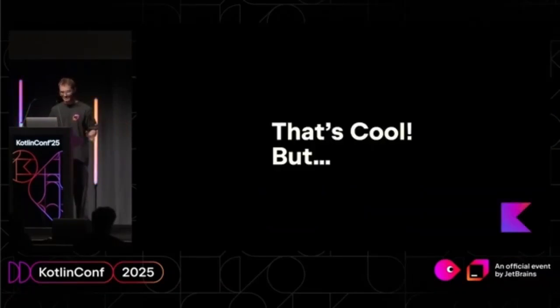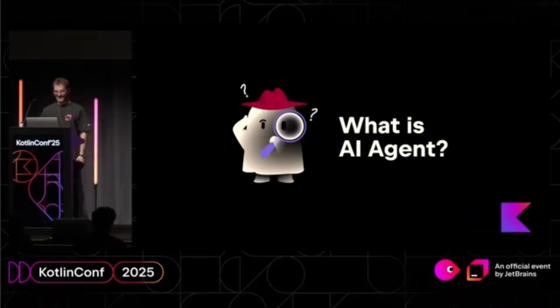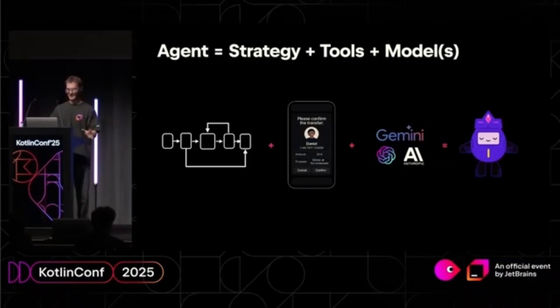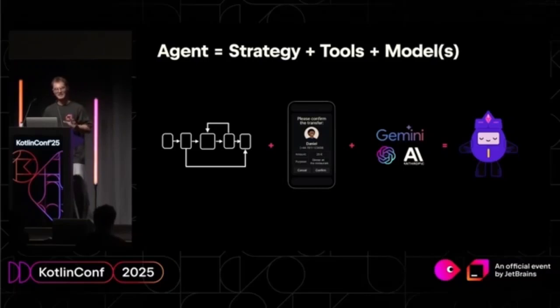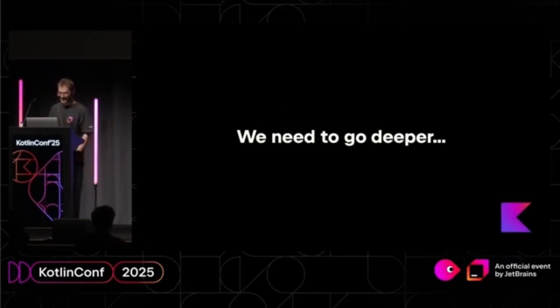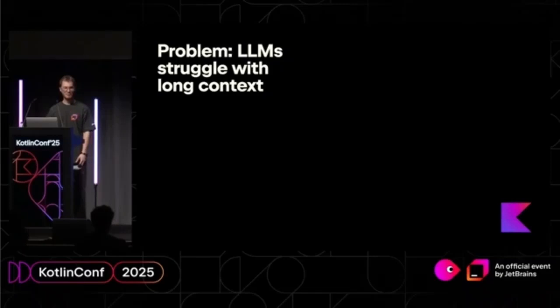So that's cool, but same question again. What is an AI agent? I'm going to give you the final definition of what we understand an AI agent to be. So the agent is a combination of strategy, tools, connection with your application, and models. So that is an AI agent. But we need to go deeper. Remember, I promised to solve a few problems.